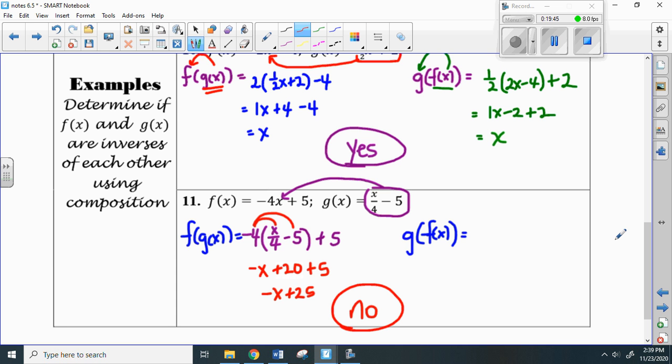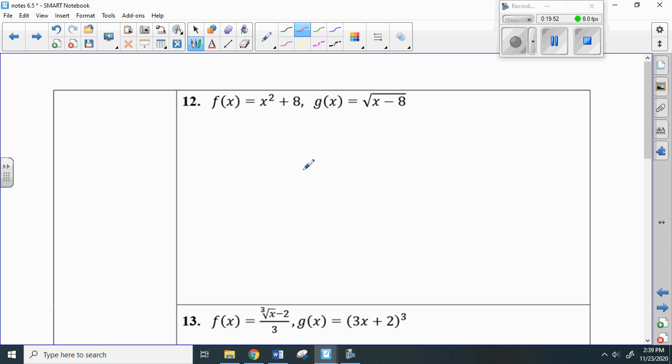Okay, couple more. I want to just keep showing you some, they could get a little more complicated here. Same thing though, we're trying to prove or show that these are inverses of each other. All right, so I'm going to start by taking G and bringing it over here and putting it in place of X. So here's my G. When I replace the X, I have to square it and add 8.